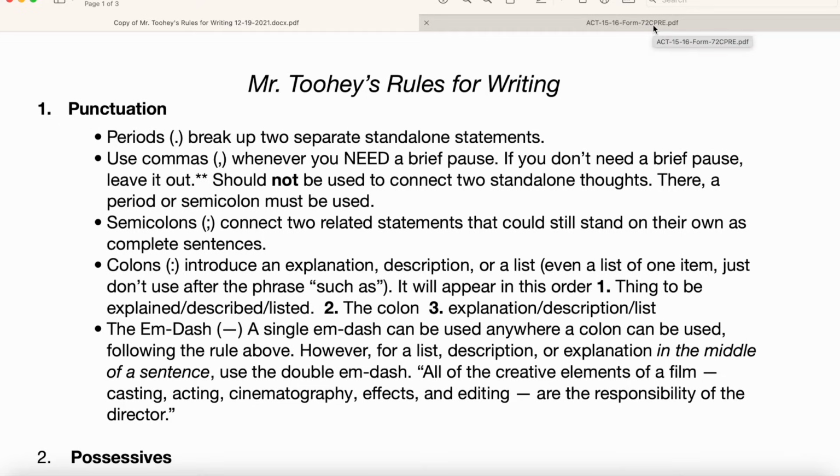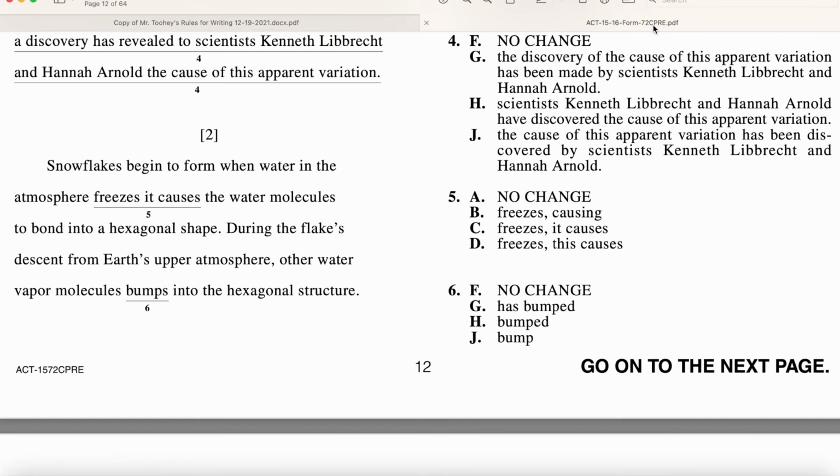You've got to be on the lookout for this. It's tough to catch, especially if you read the comma like a period. It might sound okay, which is why you can't always just go with your instincts. You've got to look out for the rules and think in terms of the rules. But if we go with answer choice C, I think that gives us two standalone thoughts.